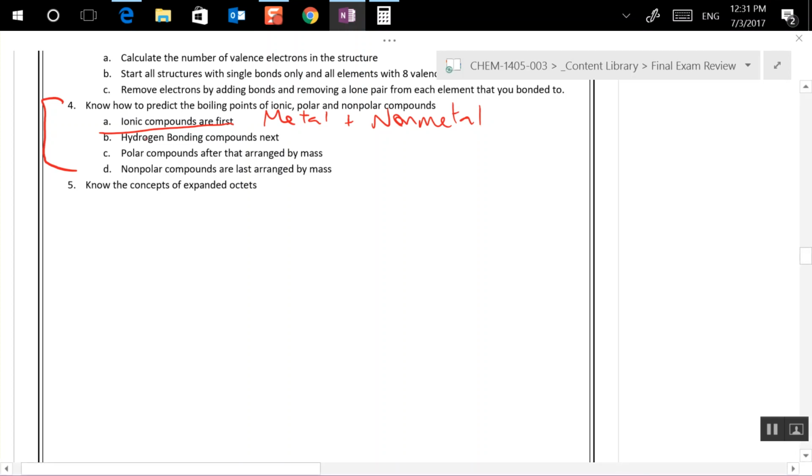What sorts of things hydrogen bond? Okay, so i.e. H2O, NH3, HF. Okay, those would hydrogen bond. Those are things that hydrogen bond. Polar compounds. How do I know if it's a polar compound? Lone pair where? That's right. On the central element.